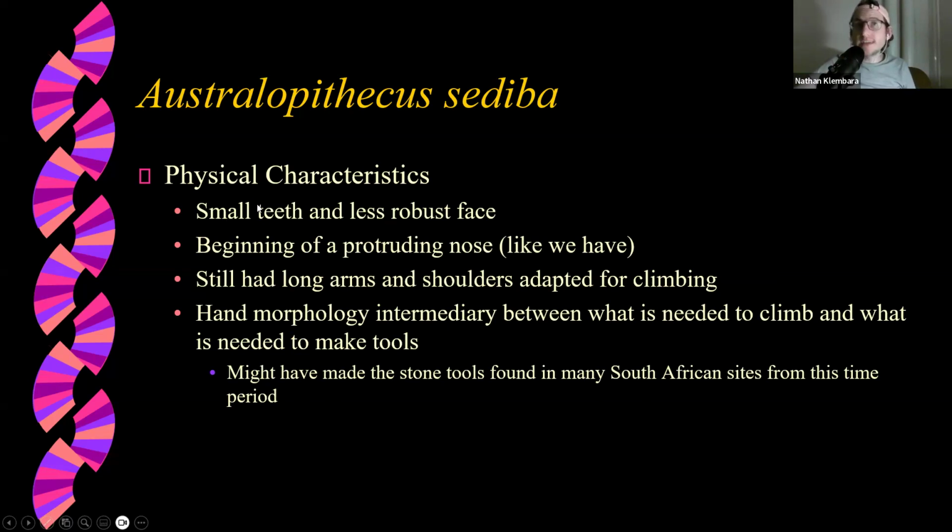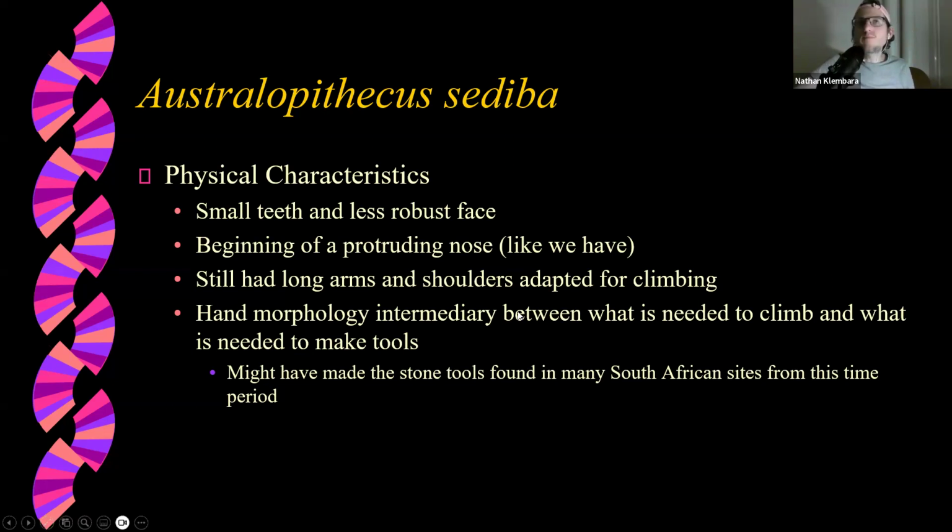It has small teeth, which is what we're looking for because Homo has small teeth. It's starting to reduce the robusticity of the face, which is important because we don't have a very robust face. We also have evidence that maybe they're starting to have a protruding nose like we do. The jury's still out on this just because noses don't preserve, but the bones are starting to indicate that they're looking to support the cartilage of a nose.